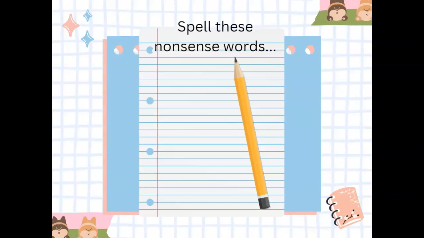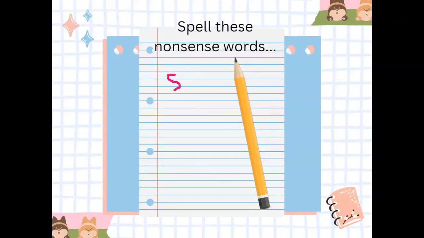Okay, so first word I want you to try to spell is shib. Shib. I hear three sounds. I hear sh, i, and b. Shib. All right, should look something like this.